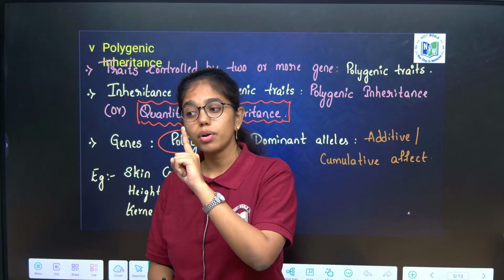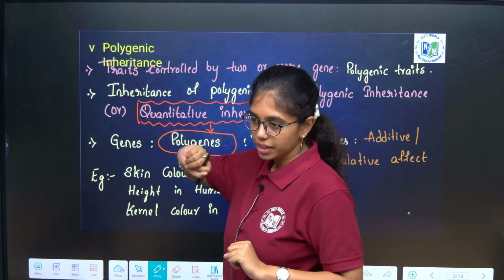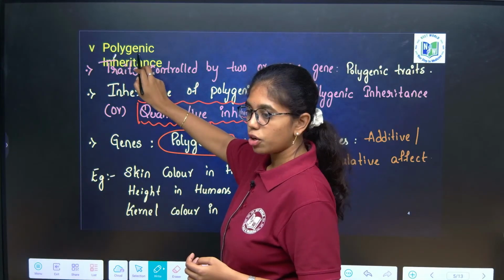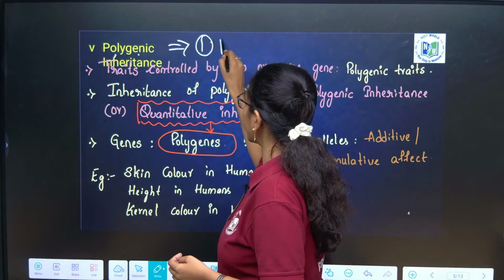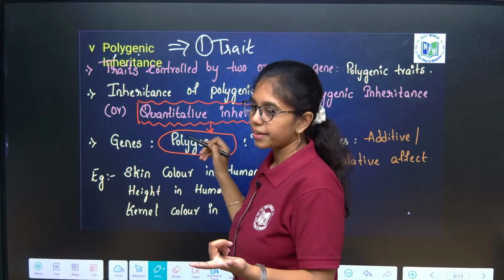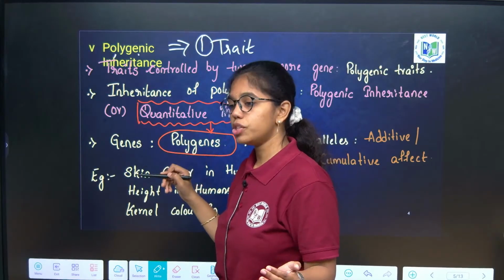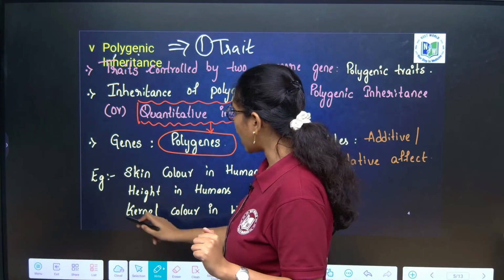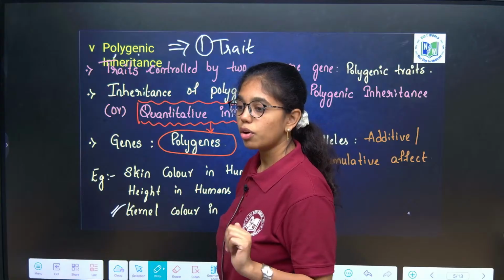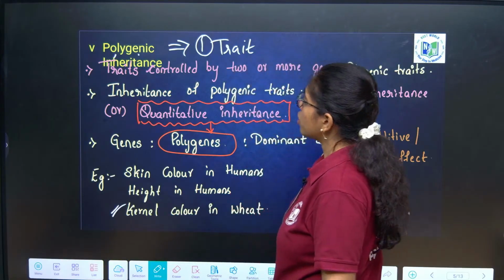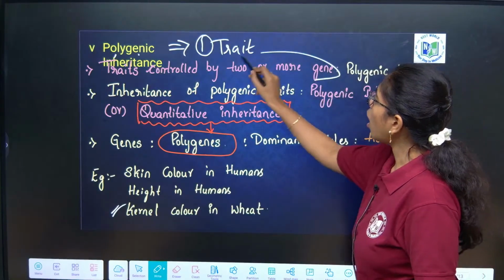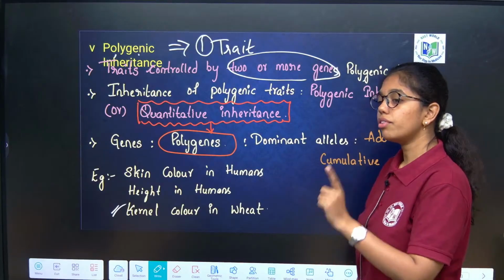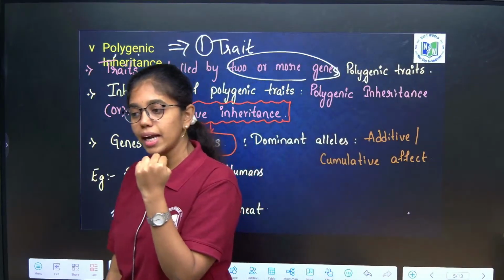Many genes coding for one trait is called what? Polygenic inheritance. The name itself is saying, beta, poly means what? Many. Genes coding for what? One trait or character. Let us suppose height, it is coded by many genes. Skin color, coded by many genes. Same in plants, kernel color in wheat is coded by many genes. So traits controlled by 2 or more genes are called polygenic traits.